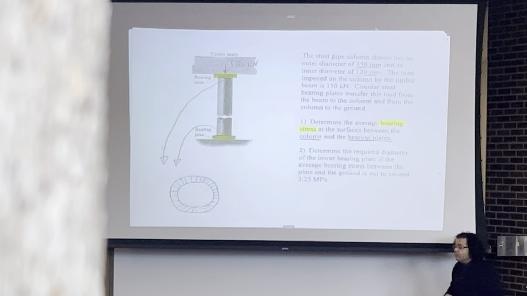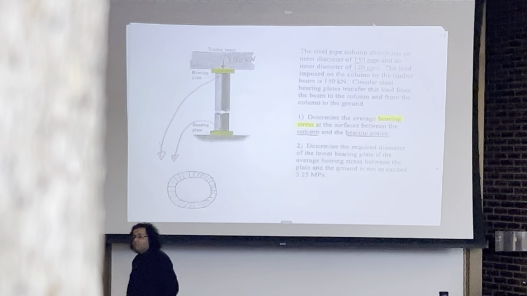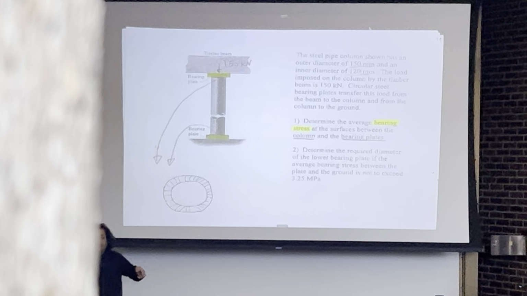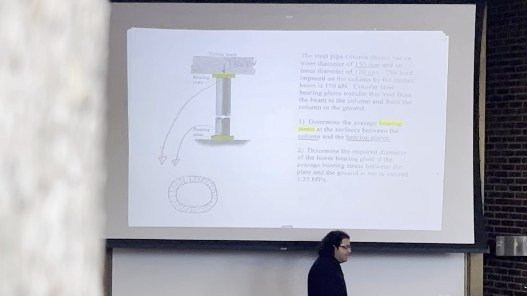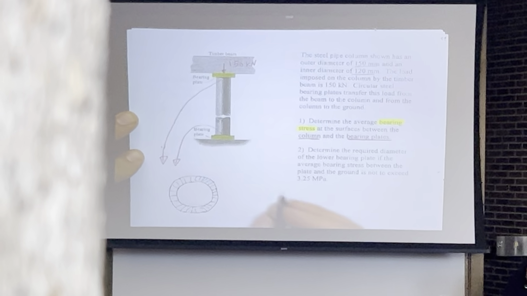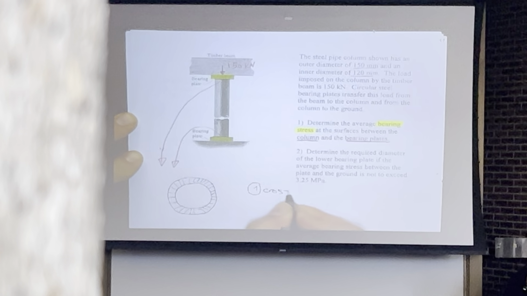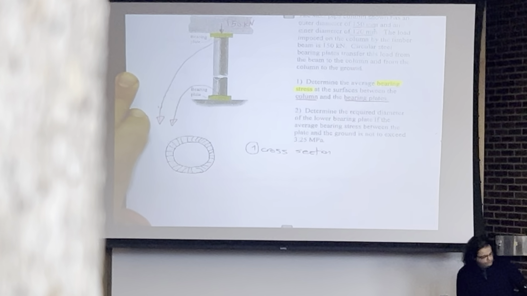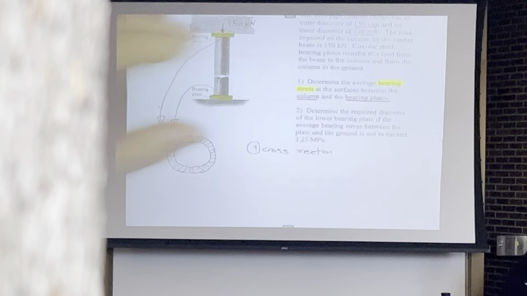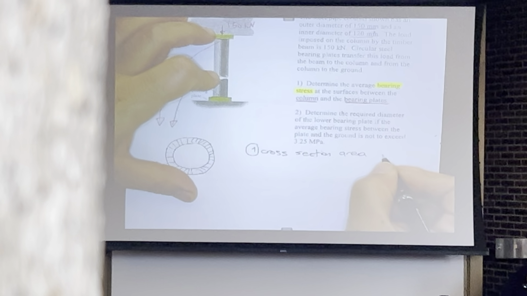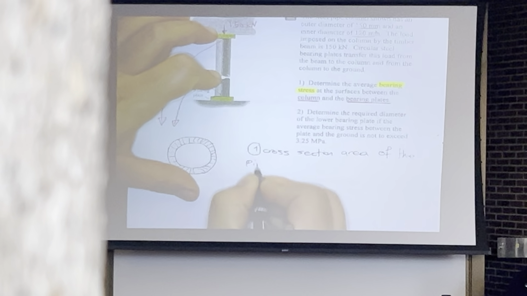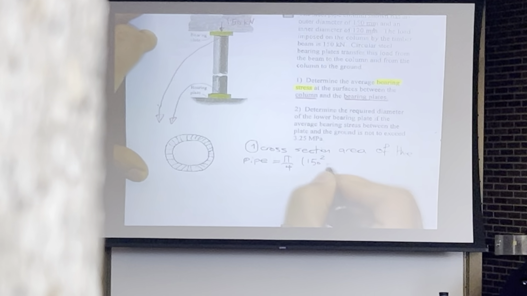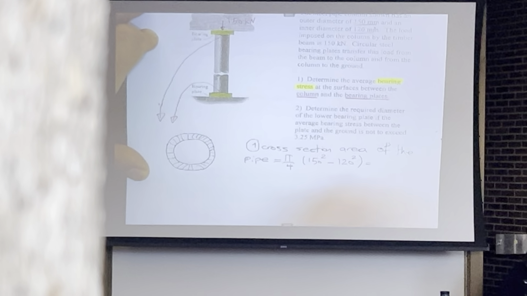We have material only in this part, in the diameter between the outer and inner diameter. So the surface of contact looks like this, clearly not the entire area of the plate. Only this surface is the part that is interacting with the plate. So we can say that the cross-section area of the pipe will be pi over 4 times the outer diameter squared minus inner diameter squared. And could you please calculate that?